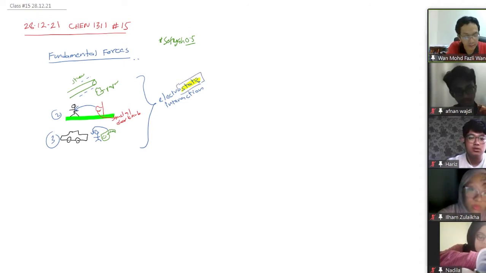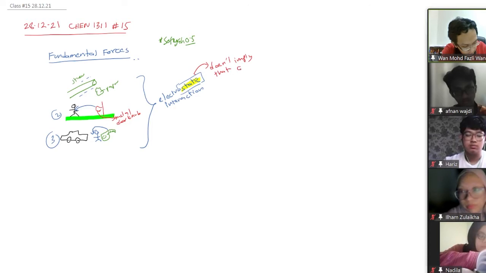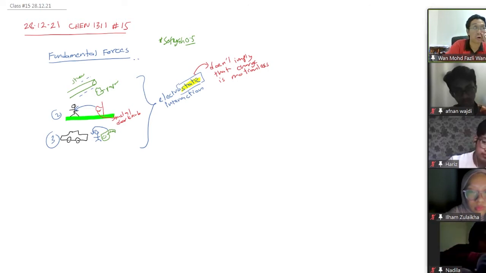The static here doesn't mean that the electron has no motion. Electrostatic doesn't imply the charge is motionless, because after all the electron is always moving. It's just the term, just a convention only.